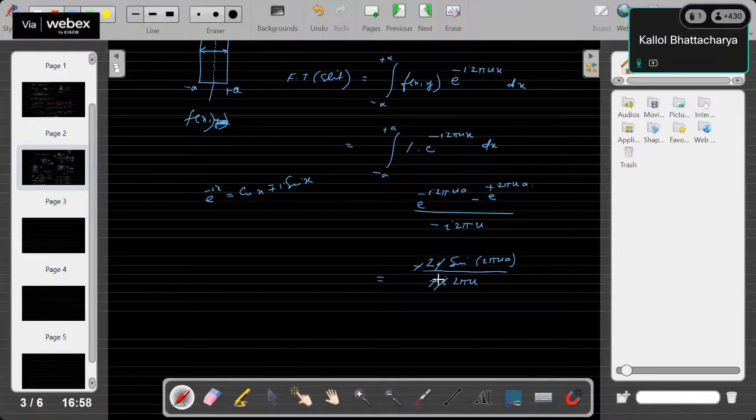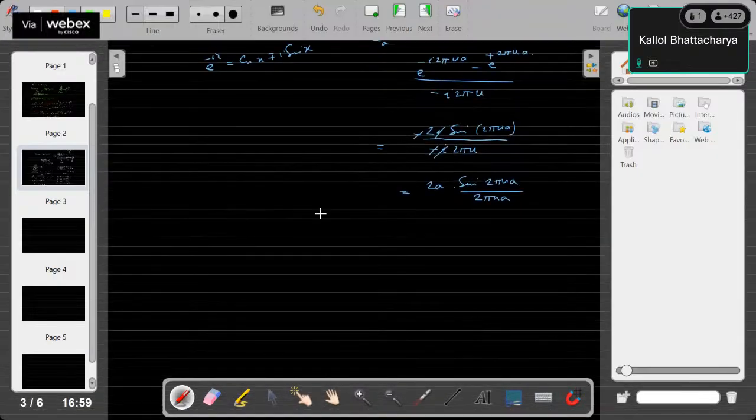Well, let us keep the 2 for the time being. So this is equal to, you can write, 2a into sine of twice pi u a by twice pi u a. We have just multiplied a in the numerator and denominator, and this is equal to 2a into a sinc function with the argument twice pi u a.